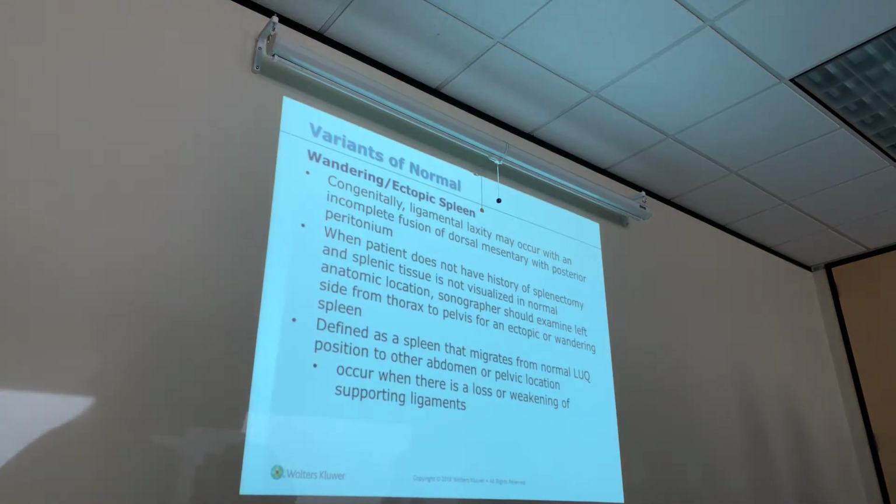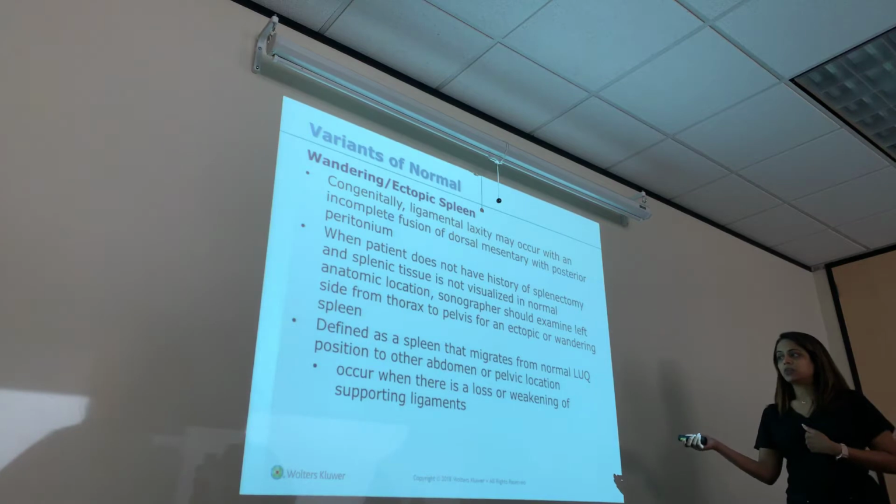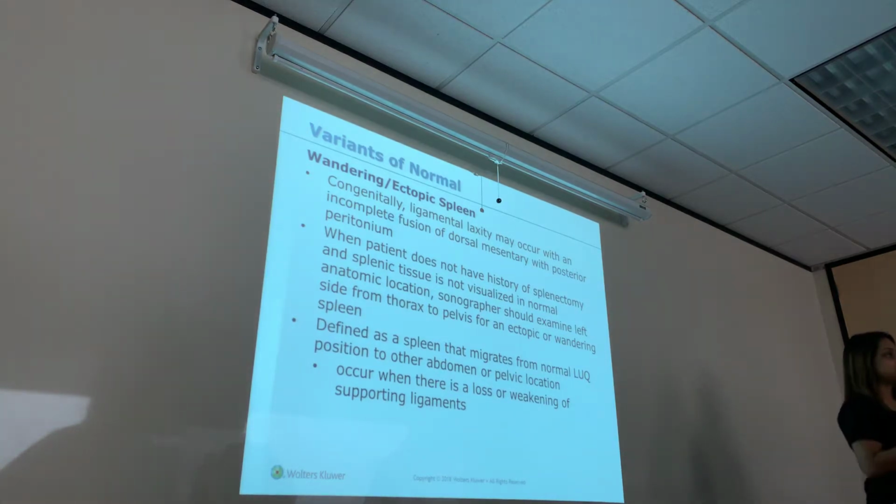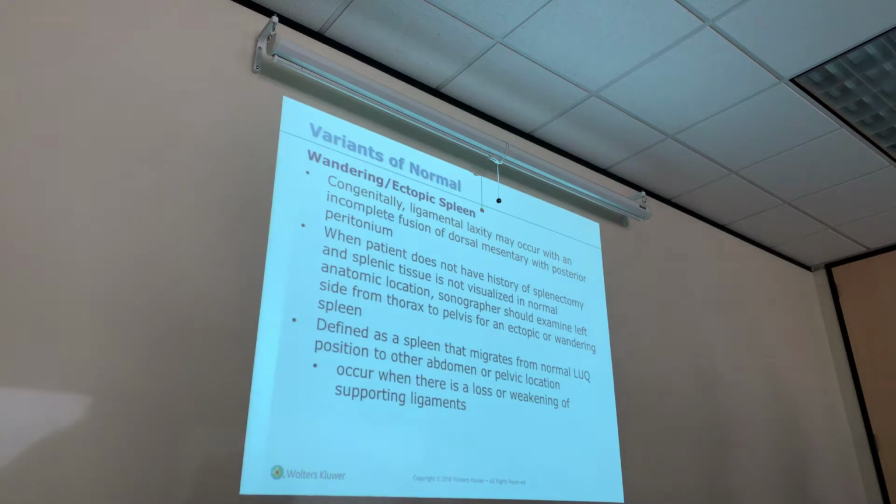So this occurs when there's a loss or weakening of supporting ligaments. So if there's loss or weakening of ligaments, can you have torsion? Because there's ligaments, what can happen to the ligaments? They can twist, so you can have torsion. With accessory spleen, can you have torsion? Because there's no ligaments or anything. Make sense?